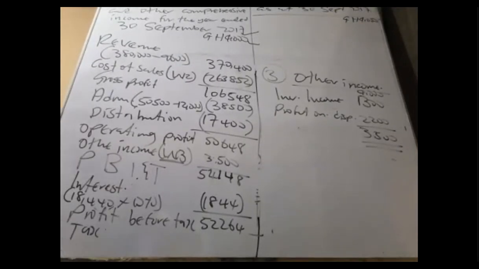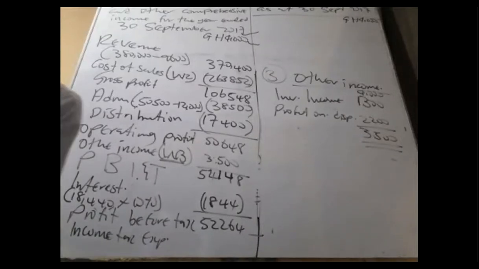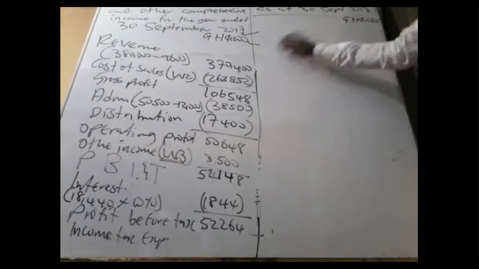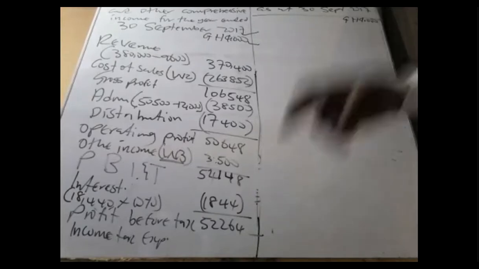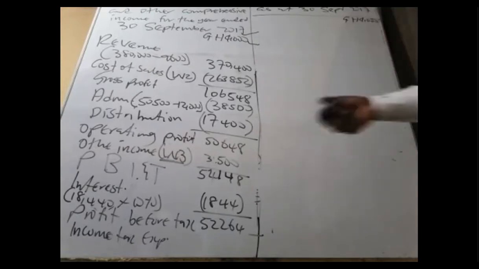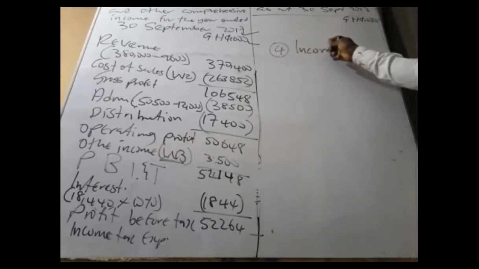Income tax expense. Workings number four, let's go. Income tax alone, you need only two workings. A typical income tax calculation needs two, so you'll have workings four and five. Let's see workings number four. I'm doing the income tax expense. What will go to P&L?